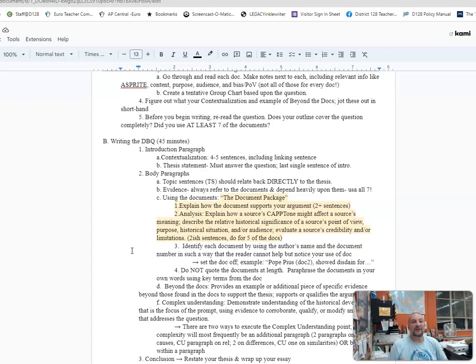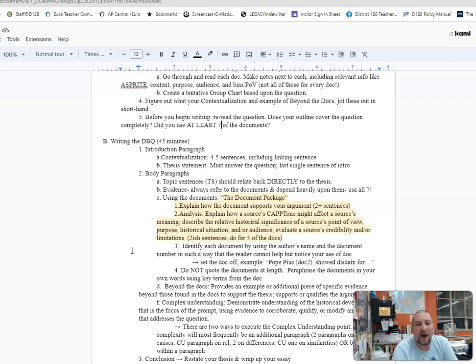Your body paragraphs. This is where you're really doing the document part of the DBQ. You should always have a topic sentence that relates directly back to your thesis. If your thesis is the most significant causes were X, Y, and Z, the first sentence of your first body paragraph is one significant cause was X. Make a roadmap for the reader. Make it real easy to see what you're doing and what you're trying to get them to see.